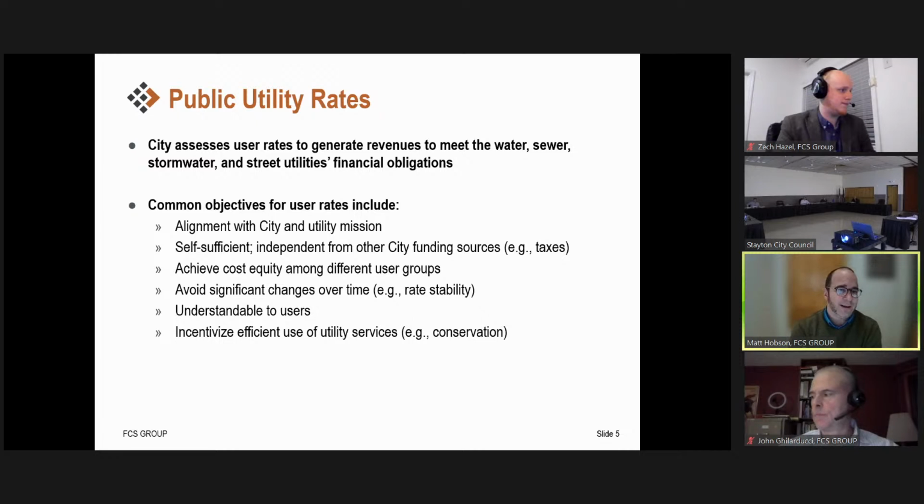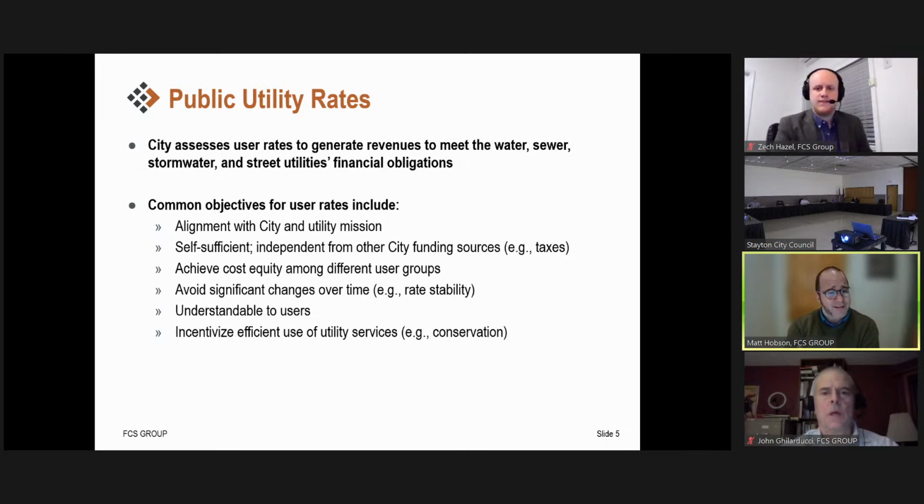As a quick primer, the city's public utilities include the water, sewer, stormwater, and street utilities. These are financially standalone operations separate from the city's general fund. As such, the rates that are assessed to users are designed to fully fund the ongoing operations and the capital requirements for each utility. By doing so, it avoids having these utility services subsidized by property taxes and other forms of taxation.